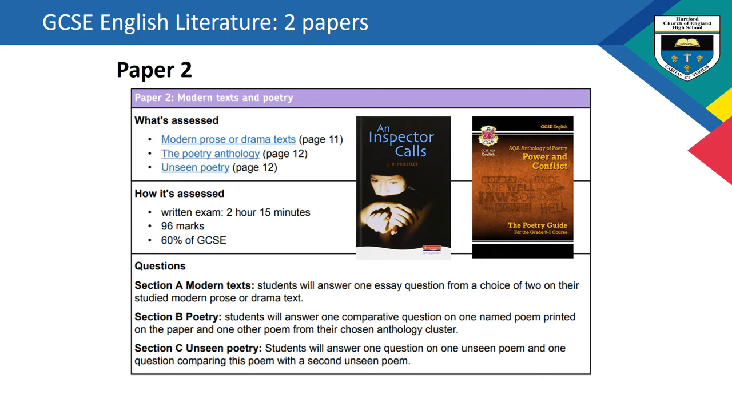The second question is on the Power and Conflict anthology. So they learn 15 poems and they will again have to remember quotations from all of those poems. And then in the exam, they're given one poem and they have to compare that with another poem from their memory. And so again, it's quite a lot of learning and quotation retention is needed.